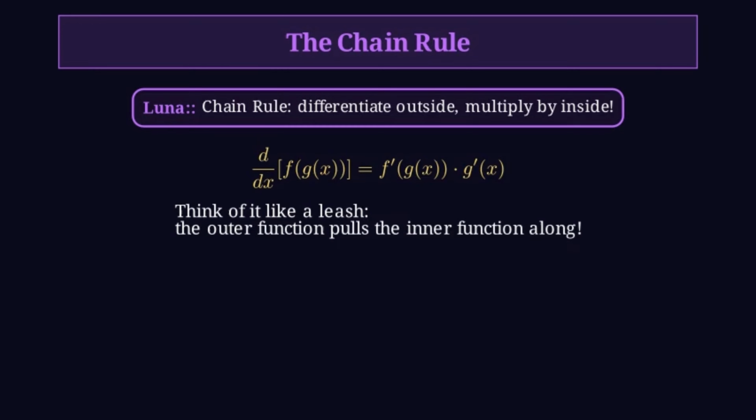The quotient rule handles division. F prime g minus fg prime, all over g squared. The mnemonic, low d high minus high d low, over low squared. Say it out loud a few times, it really sticks.